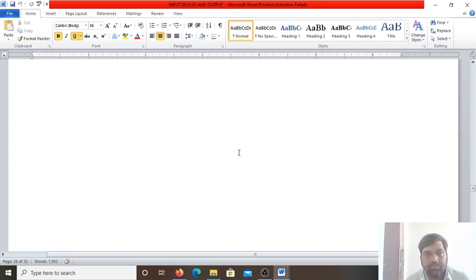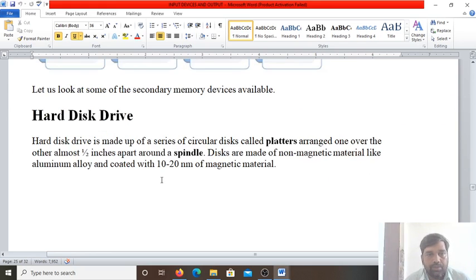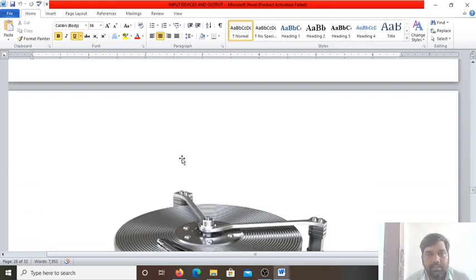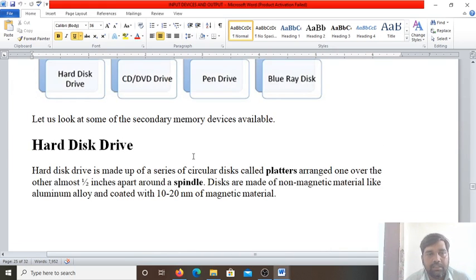Okay, so these platters are arranged one over the other. As you can see, these are the platters: platter 1, platter 2, platter 3. Three platters are there. So this hard disk drive is made up of a series of circular discs called platters arranged one over the other, almost half inches apart around the spindle.